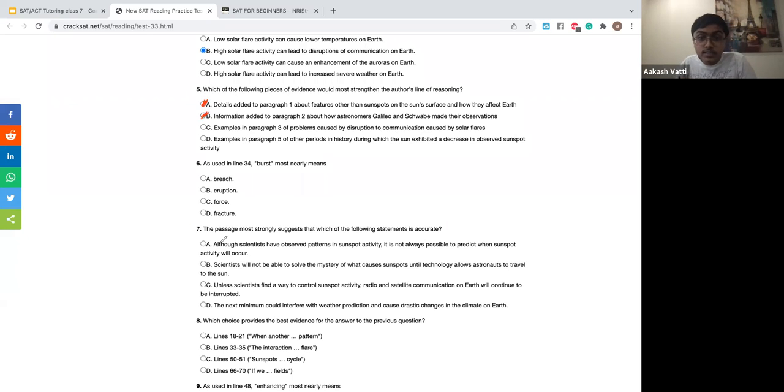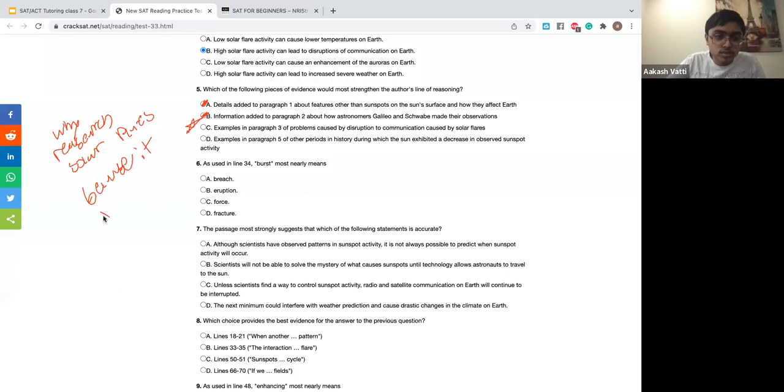C, examples in paragraph 3 of problems caused by disruption to communications caused by solar flares. So yes, that sounds like a good answer, because the author is asking why research solar flares. He's saying it's because they disrupt GPS, mobile phones, and such. So that sounds like a good answer.